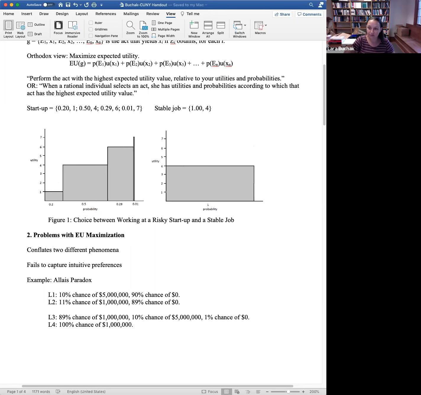So the standard preferences in these examples are that people prefer L1 over L2 and prefer L4 over L3. But there's no utility function such that L1 has a higher expectation than L2 and L4 has a higher expectation than L3. So if you have these preferences, you're not an expected utility maximizer according to any possible utility function.